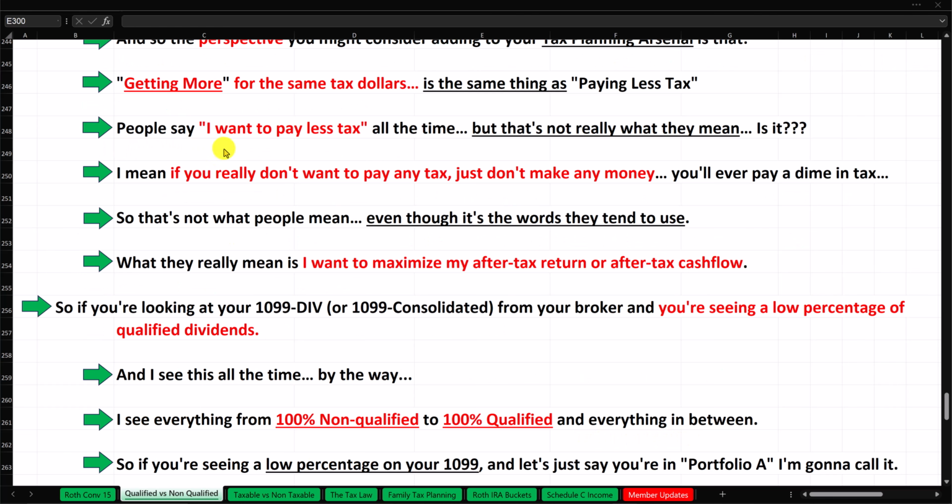People say, I want to pay less tax all the time, but that's not really what they mean, is it? I mean, if you really don't want to pay any tax, just don't make any money. Then you'll never pay a dime in tax. So that's not what people really mean, even though it's the words they tend to use. What they really mean is I want to maximize my after-tax return or after-tax cash flow.